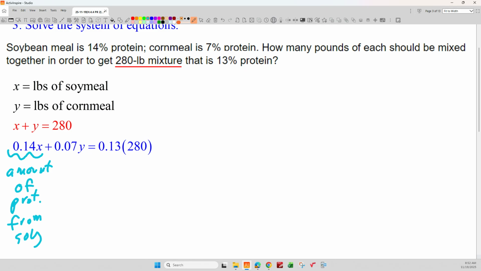Okay, and then of course 0.07y is what? Yeah, the amount of protein that's coming from that 7% of the cornmeal. Make sense? And that has to add up to the total amount of protein, which is 13% of our total mixture. Okay, give me thumbs on that. Does that make sense? Okay, once we get there, this is a piece of cake.